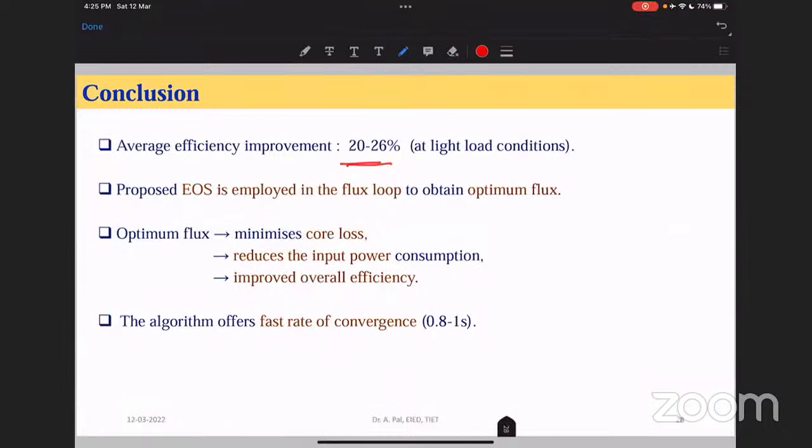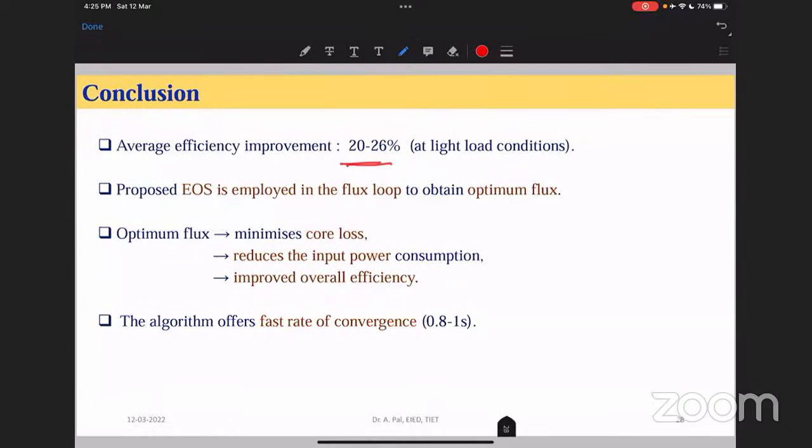Implementation of this type of method is not very complex. It is a very simple method, not complex at all. So we can easily implement it in the existing drive system with some modification in the control algorithm.